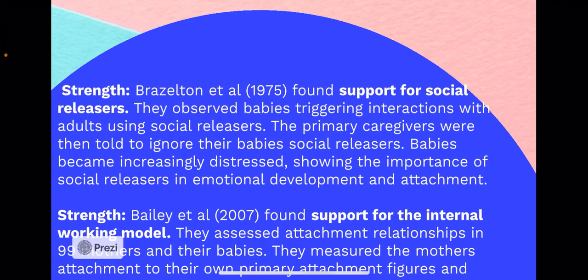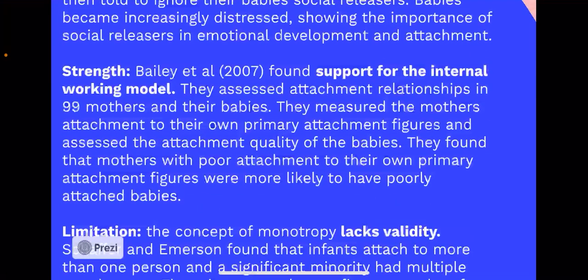So the first strength here is further research. Brazelton in 1975 found support for social releases. They observed babies triggering interactions with adults using social releases, and then they told the primary caregivers to ignore these social releases, and the babies became increasingly distressed. So this showed that social releases were really important in terms of emotional development and attachment.